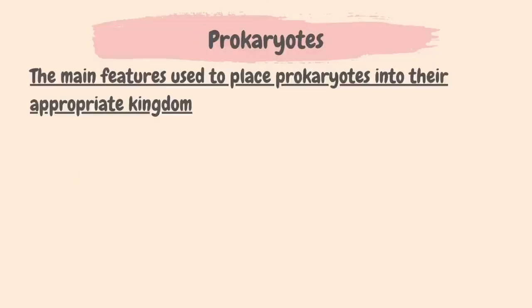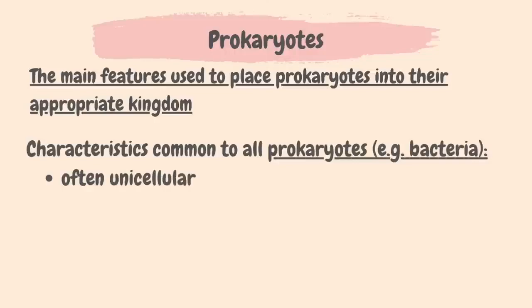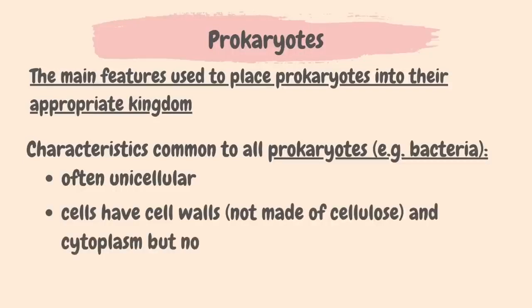The final kingdom is prokaryote. Bacteria is an example of prokaryotes. The main features of all prokaryotes are they are often unicellular. Their cells have cell walls that are not made of cellulose and cytoplasm, but no nucleus or mitochondria.